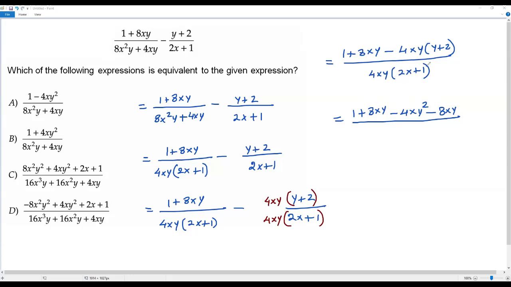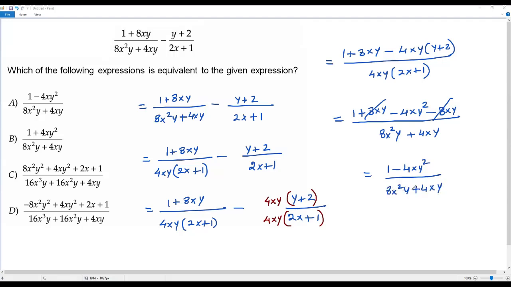Because I don't find this factor form in any of the given answer choices, because we just have expanded expressions, we can multiply this 4xy and 2x positive 1. When I distribute 4xy to 2x, I'm getting 8x square y. When I distribute 4xy to positive 1, I'm getting just positive 4xy. Okay, in the numerator, I have positive 8xy, negative 8xy. We can cancel them, so it will become 0. Then we get 1 negative 4xy square over 8x square y positive 4xy.